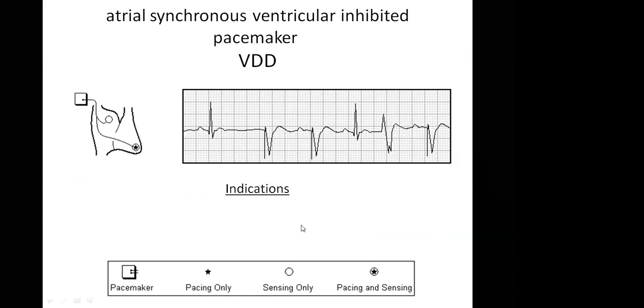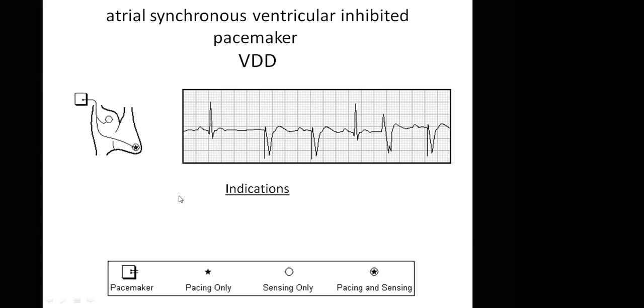If you look at the indicator behind you, you can see my arrow, right? Yes. You can see it saying pacing and sensing. You can see the circle with a star inside, right? Yes. You can see another circle that does not have a star. That means sensing only. It cannot pace. Do you get it?